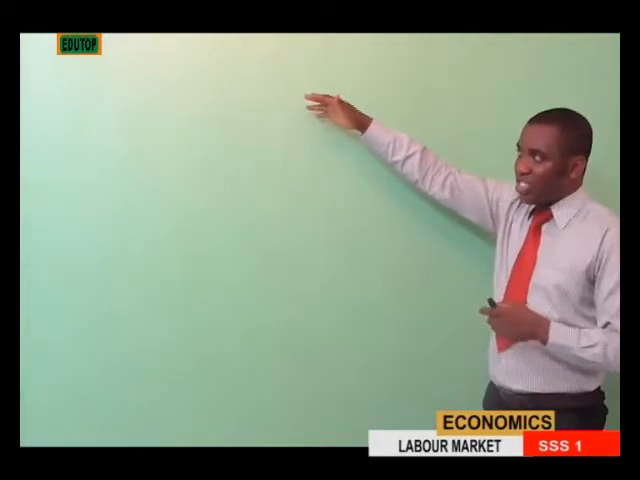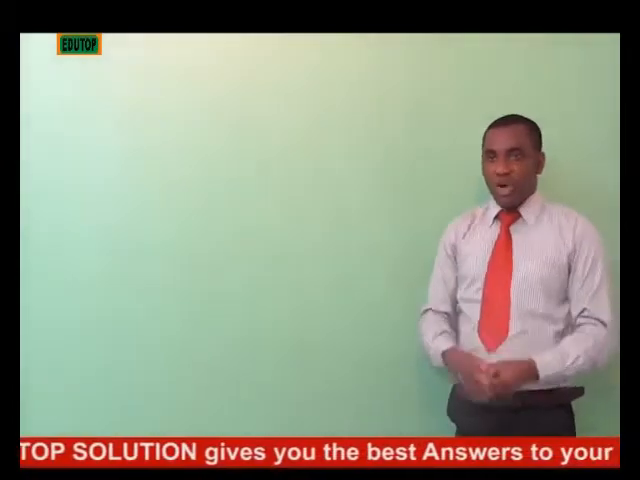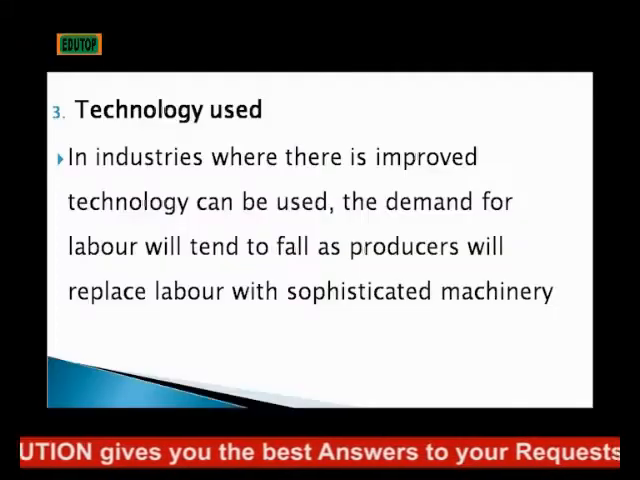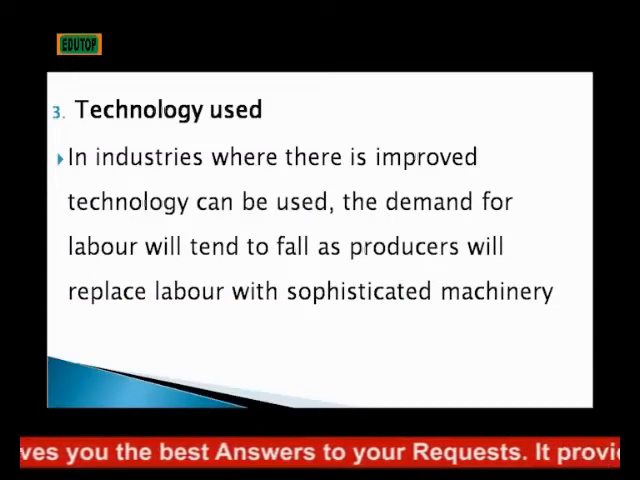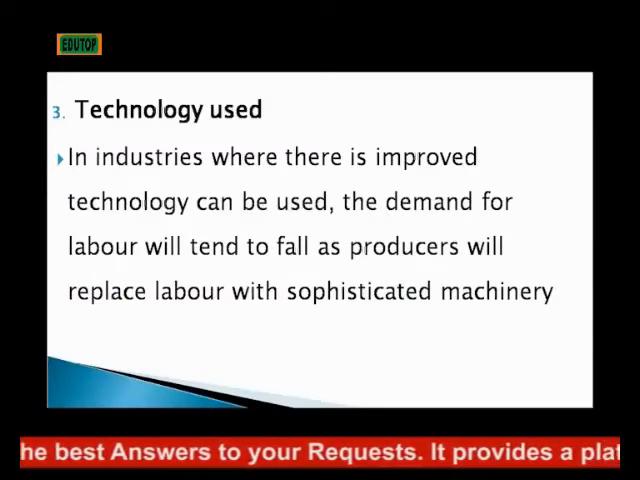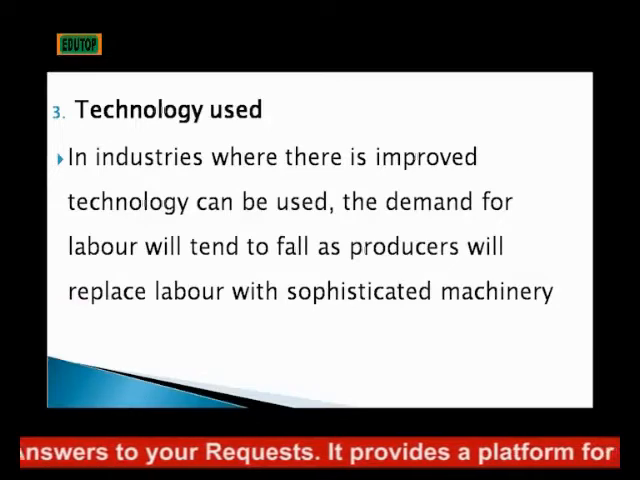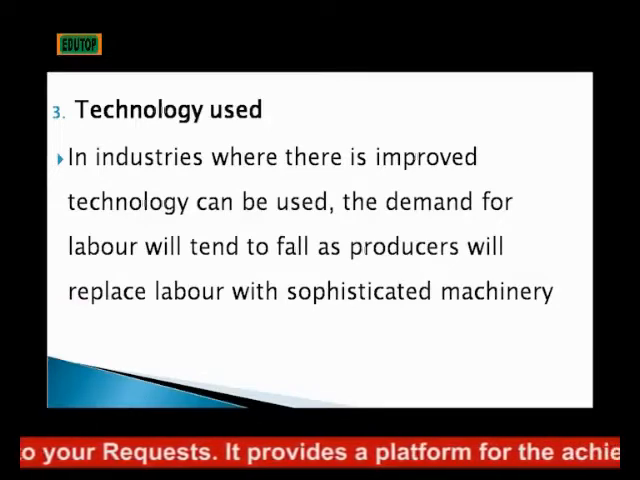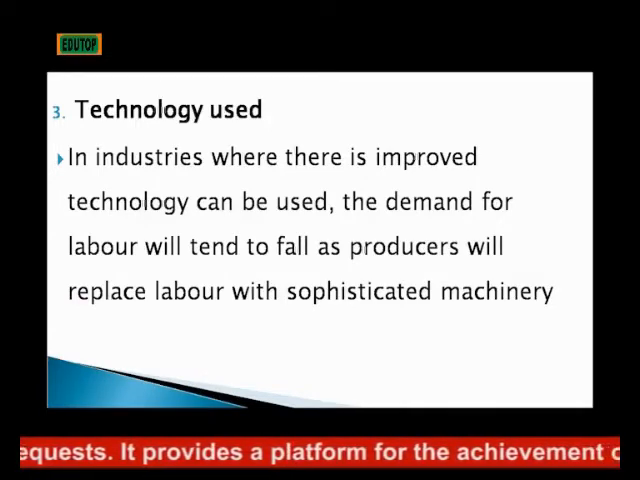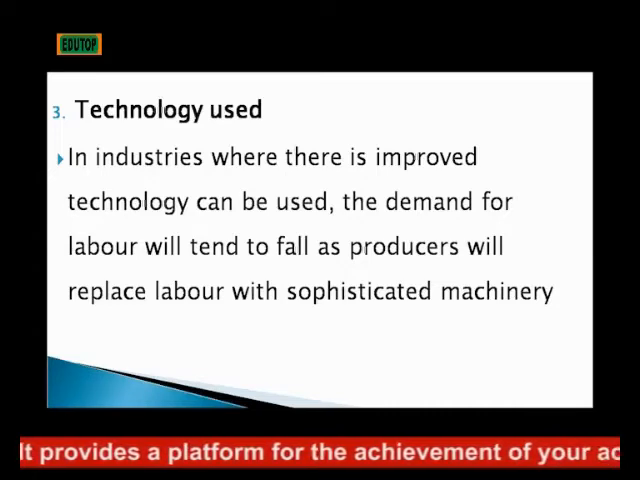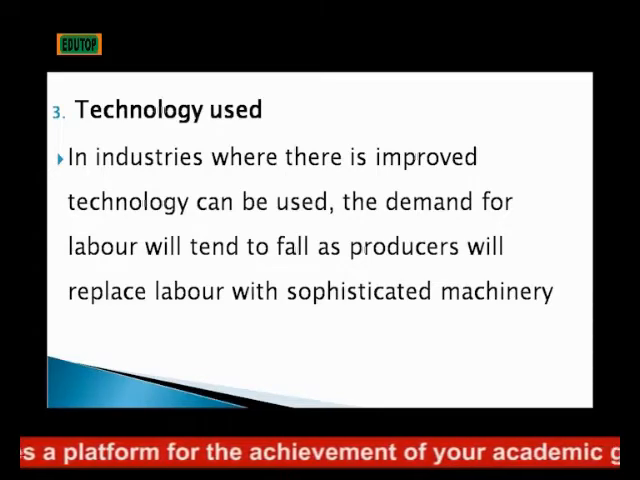What type of technology is being used in a community or in a society? In an industry where there is improved technology, such an industry will have less labor, because so much of the work that needs to be done by the labor will have been done by sophisticated machinery. For example, in the bank industry.